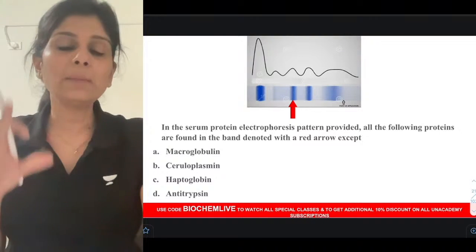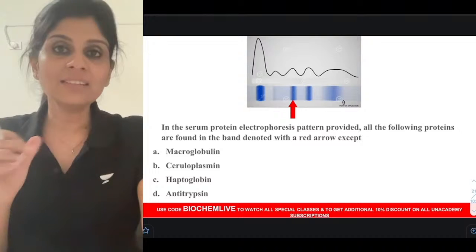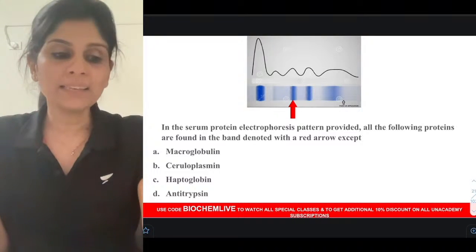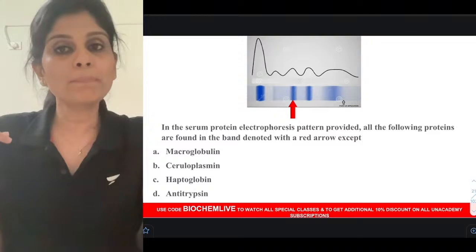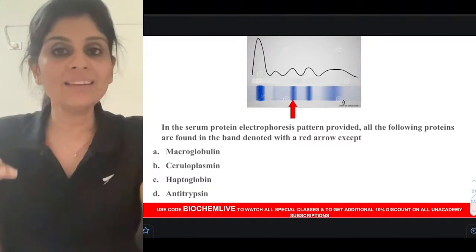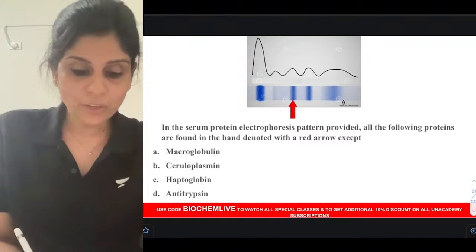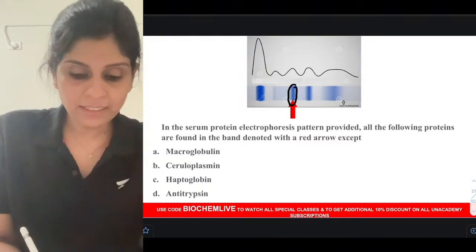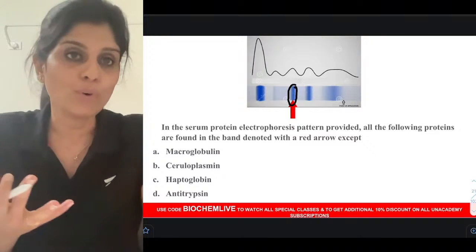So this is how an image based question can be asked. What you're seeing here is an electrophoretic separation pattern. And the question is, in the serum protein electrophoresis pattern provided, all the following proteins are found in the band denoted by the red arrow except. So they are asking you what are the proteins which are present in this band, or in other words, all the proteins are present in this band except what?